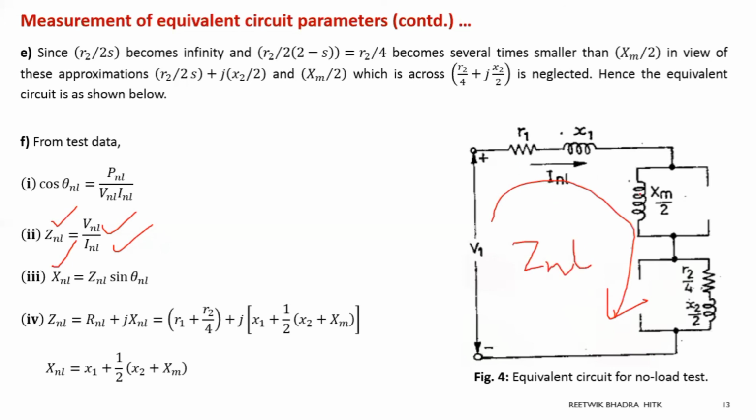What is the R value? R1 plus R2 by 4, that is nothing but your RNL. Or you can find ZNL into cos theta NL, which will also give you your RNL. Compare these two values and check whether they come out the same or not.